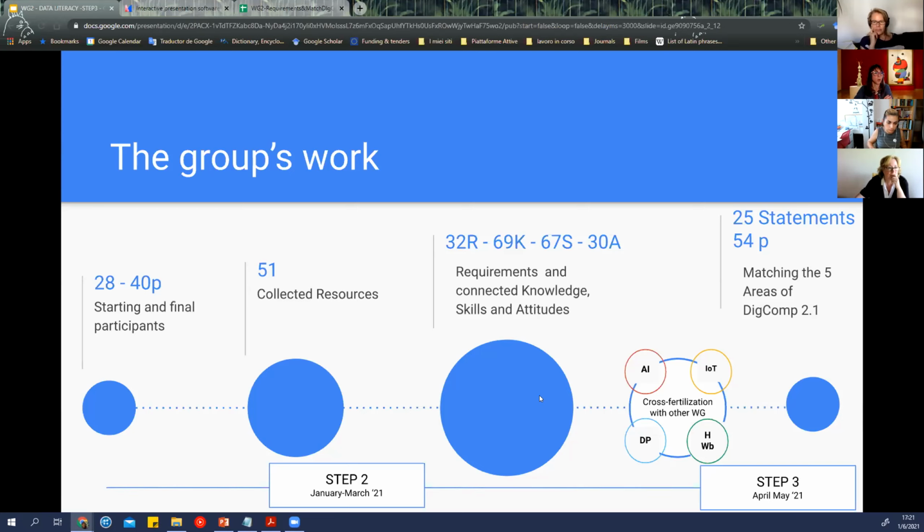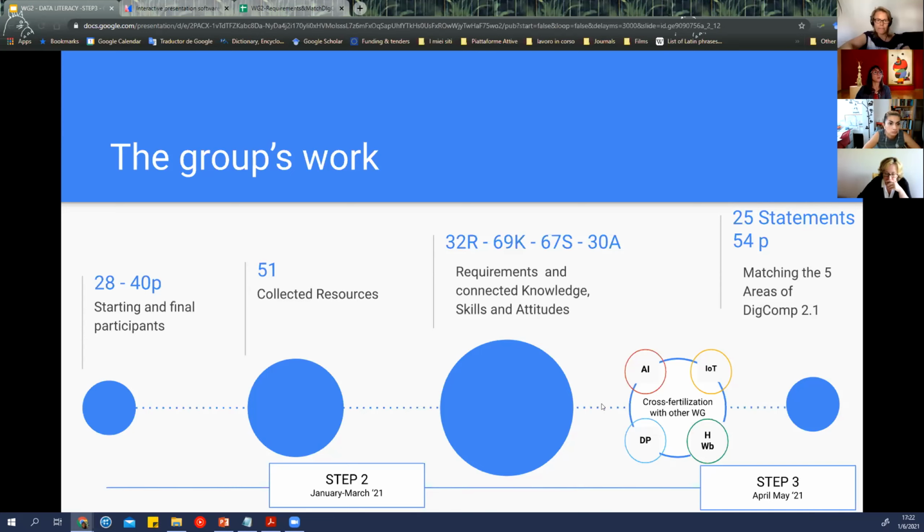And we discussed very much what a normal citizen would need, because our technological members pushed towards data scientists and that sort of profiles. And instead, there was a group working in the area of education that was too focused on educators' data literacy. We had to make an exercise to generate requirements connected to knowledge, skills, and attitude. That was the initial purpose by Rina and Stefano. And we generated 69 knowledge statements, 67 skills statements, and 30 attitude statements.